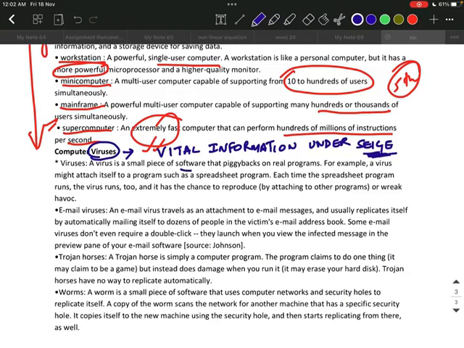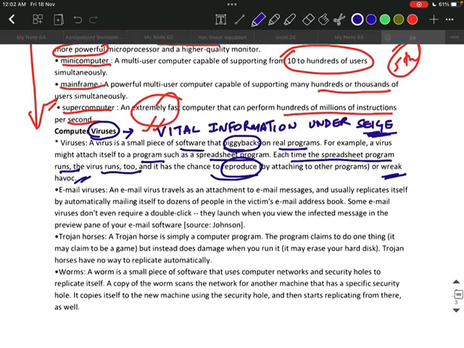सो वायरस इज अ स्मॉल पीस ऑफ सॉफ्टवेयर दैट पिगी बैक्स, मतलब अपने आप को बार बार कॉल करता है, that piggybacks on real programs. For example, virus might attach itself to a program such as a spreadsheet, and each time that spreadsheet program runs, the virus runs, and there is a chance of reproduction or wreaking havoc. कुछ भी हो सकता है. So your vital information is under seize. अब इसकी बहुत variety है.